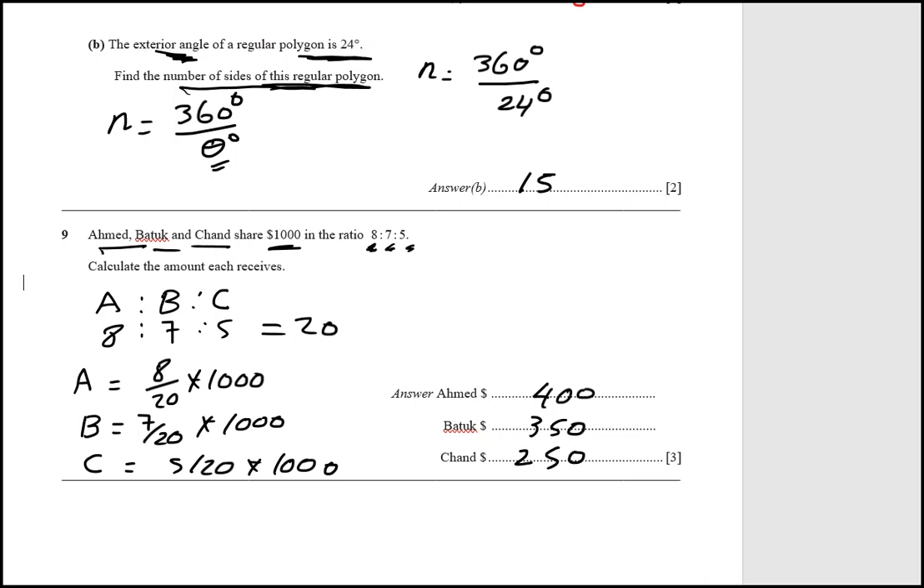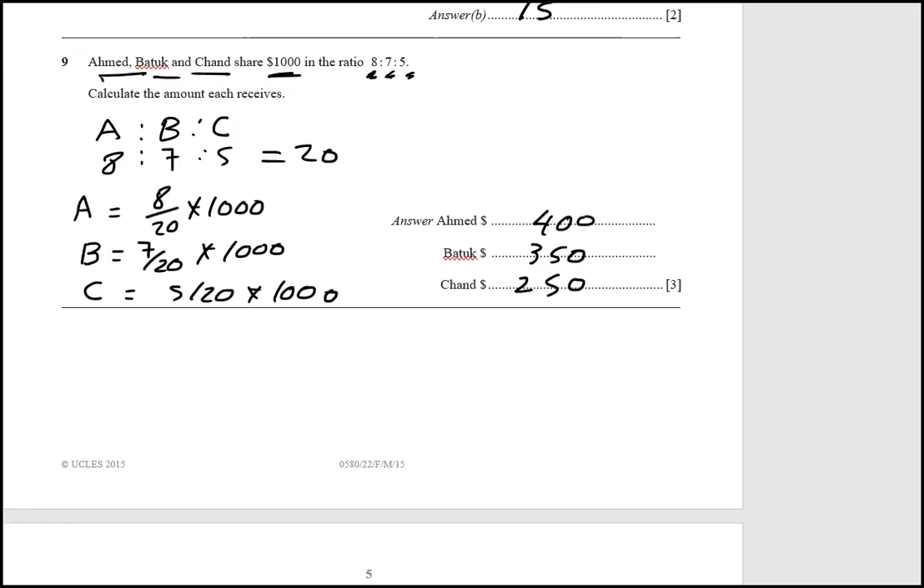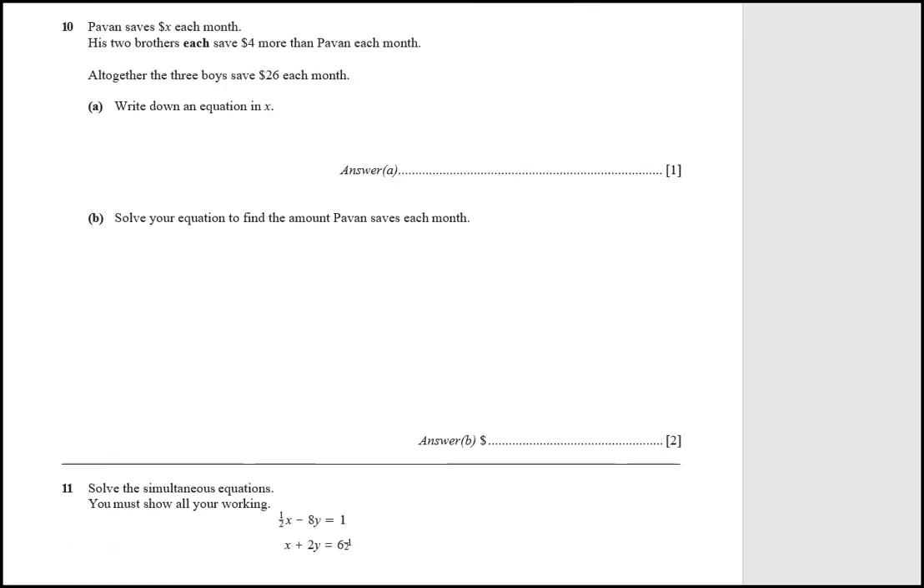How do I check my answer? Let us add all of them together, and the total will be 1000. So it's the right answer. No need, of course, to add this step in the exam. I add this step for you to understand how to check your answer. The summation of the three numbers must be equal to the total amount of money, which is 1000.